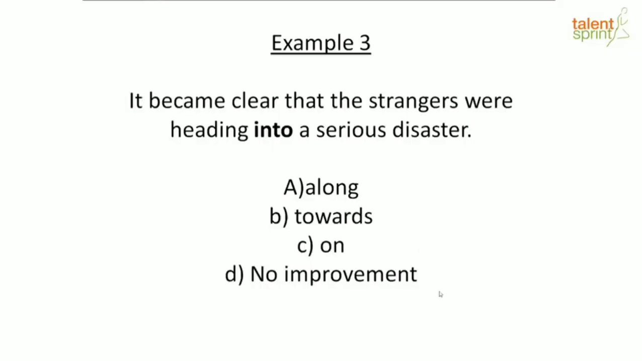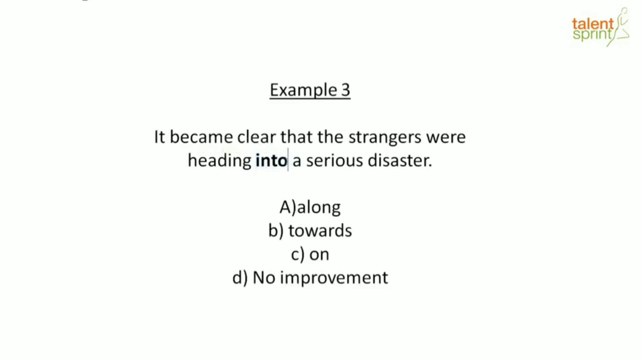It became clear that strangers were heading on a serious disaster. Incorrect. It became clear that the strangers were heading towards a serious disaster, in the direction of. That's the right preposition, bringing in the meaning that is required in this context. So here we replace into with towards and click option B. It became clear that the strangers were heading towards a serious disaster.